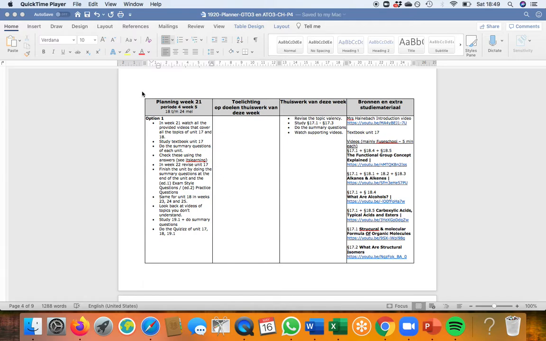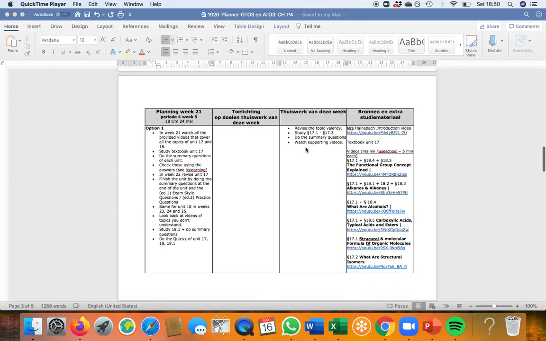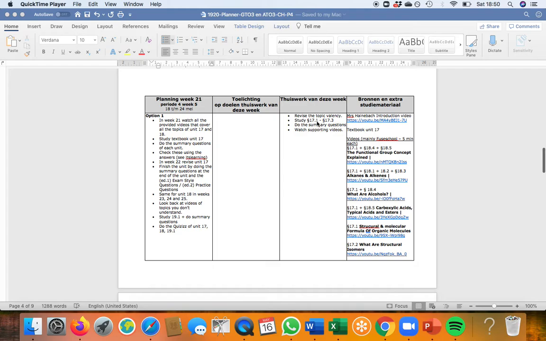As you are used to by now, you're getting a planner, and the planning is sort of given what you need to do step by step. I've skipped the learning objectives that are in your book at this stage, and for time reasons I've left this open for now. Basically it's the same as here. There's a little bit more detail here that says revise the topic valency, because that's prior knowledge for some of the subject matter.